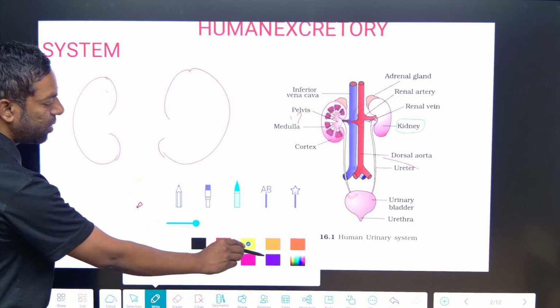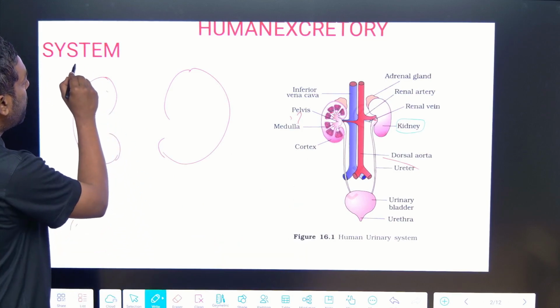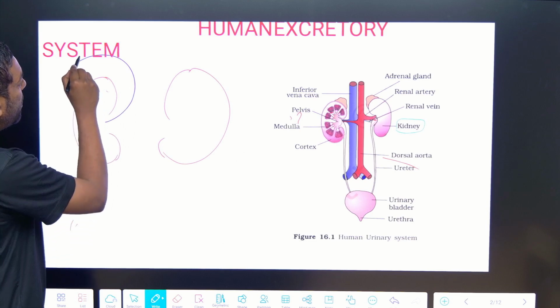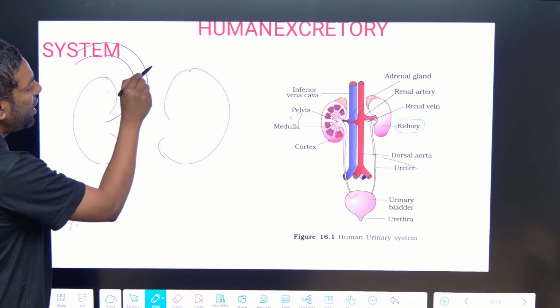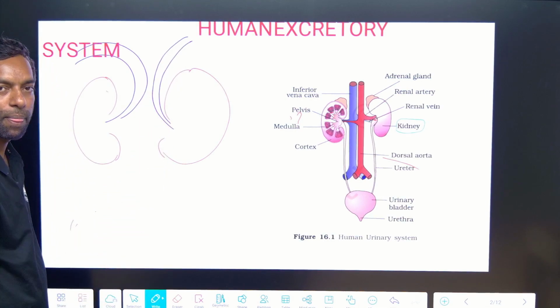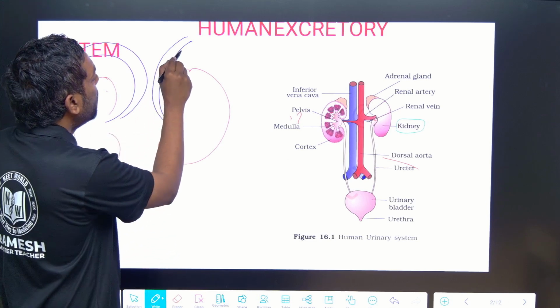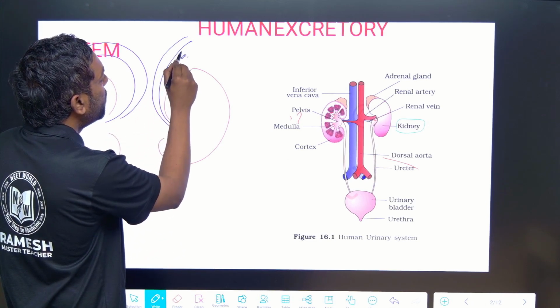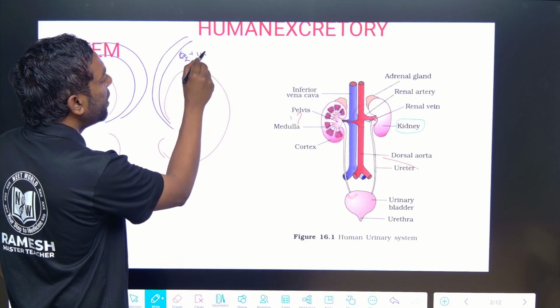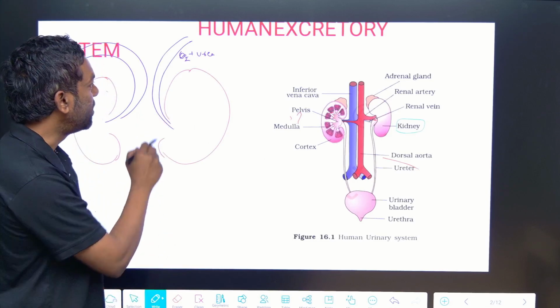From the lungs, right? From the liver, right? From the liver, from the heart, the blood carries the urea into the kidneys, both kidneys. From the heart, the blood carries CO2, oxygenated blood and urea, which enter into the kidney. This is the renal artery.